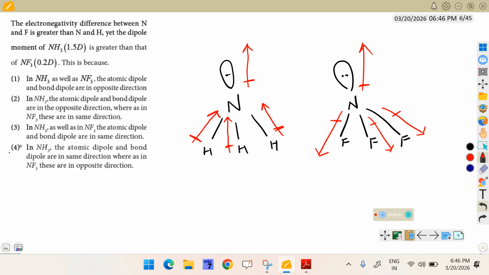This is because in NH3, the atomic dipole and bond dipole are in same direction, correct? Whereas in NF3, they are in opposite direction. So fourth option is the correct option.